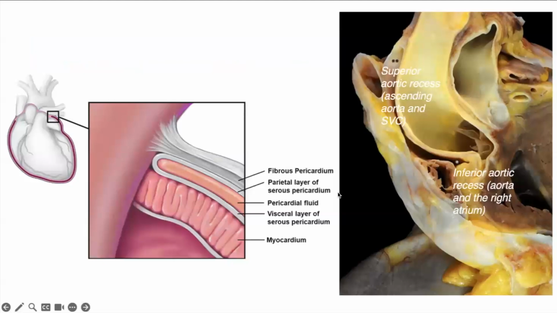So those two images, the one on the left side shows you the layers of the pericardium. This thick one is the fibrous layer, and then these are the serous layer. The one attached to the fibrous pericardium is the parietal, and the one attached to the myocardium is the visceral layer of the serous pericardium, and this area in between is a small pericardial space, and then you have the myocardium and then the chambers. On the right side, you have two. So these I pointed towards this potential empty space, and this one reflects the superior aortic recess, which is between the ascending aorta and the SVC, and there is another one called the inferior aortic recess, which is between the aorta and the right atrium.